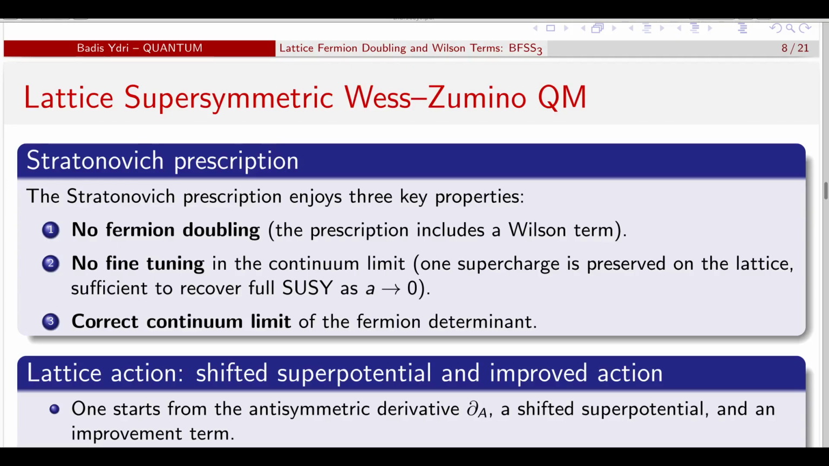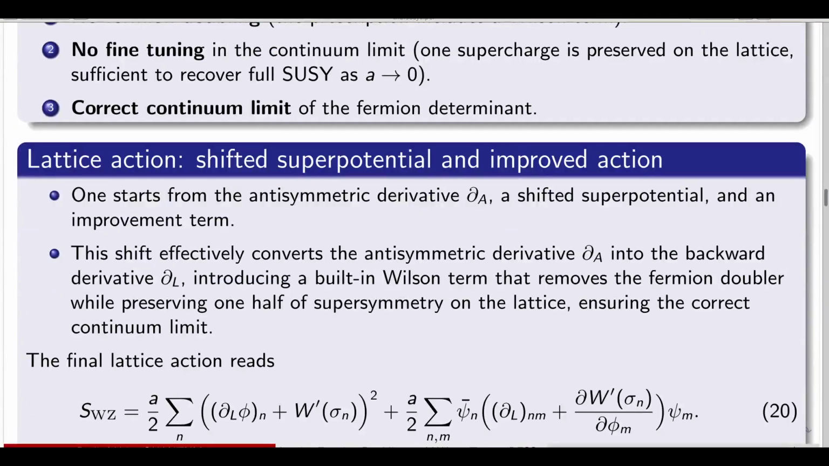The idea is to start from the antisymmetric derivative, partial_a, and then apply a shifted superpotential together with an improvement term. These two modifications, the shift and the improvement, effectively turn partial_a into the backward derivative partial_L, introducing a built-in Wilson term while still preserving 1/2 of supersymmetry. The resulting lattice action is given in equation 20. Here, sigma_n equals the midpoint, the average of phi_n and phi_{n-1}.